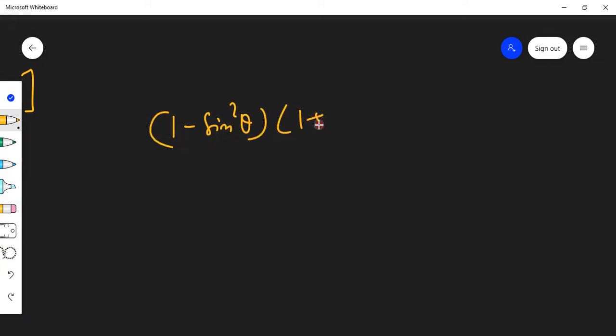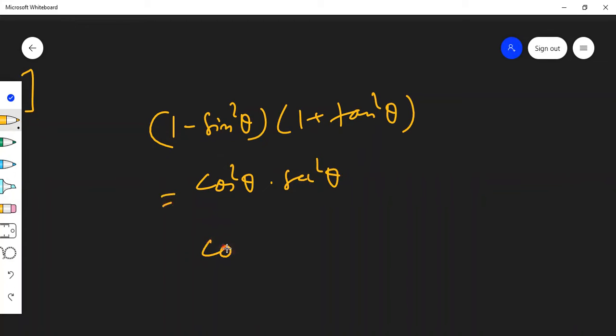And 1 plus tan square theta. And we know 1 minus sin square theta is cos square theta. I think we have done this already, right? And 1 plus tan square theta is sec square theta, which is cos square theta into sec square theta, which can be written as 1 by cos square theta. These two should get cancelled and we get 1. Okay.